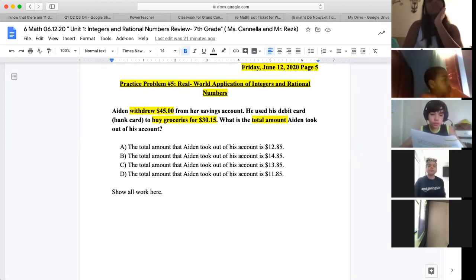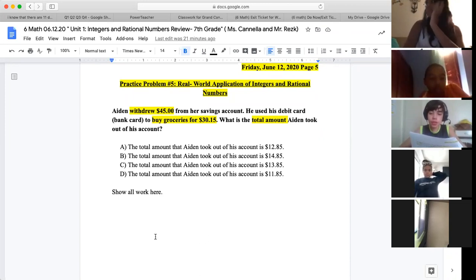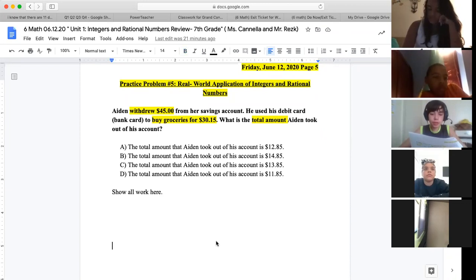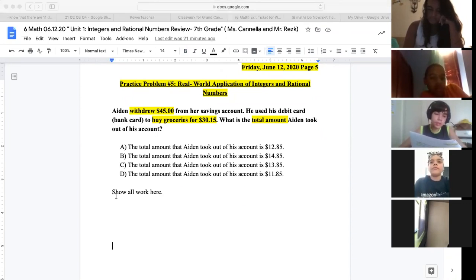Aiden withdrew $45 from her savings account. He used his bank card to buy groceries for $30.15. What is the total amount Aiden took out of his account?